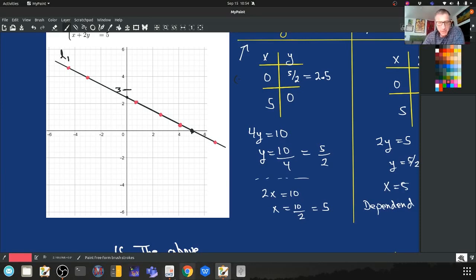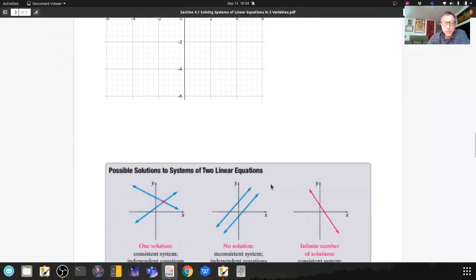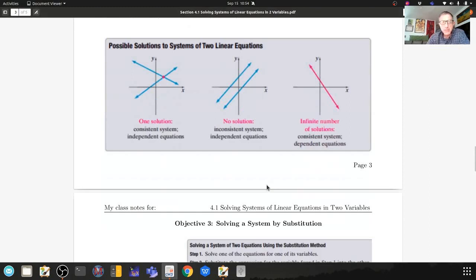So let's go back over to the bottom. So this is a really great graph to have. It just kind of visually shows everything together. So here we have two different lines. It's one solution, it's a consistent system, and the equations are independent.